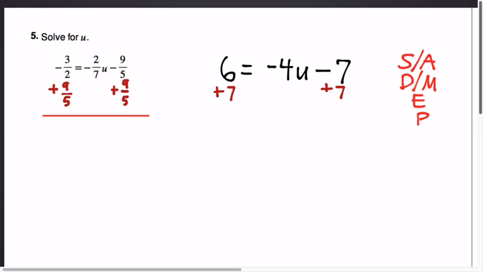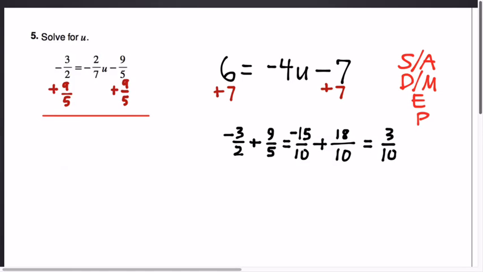And now that gives us a fraction addition problem over on the left-hand side, negative 3/2 plus 9/5. So let's pause to do that arithmetic. What's the common denominator for that? 10. Great. Multiply the negative 3 by 5, multiply the 9 by 2. We do that arithmetic and we end up with 3/10. So now on the left-hand side I have 3/10. On the right-hand side I have negative 2/7 times u.